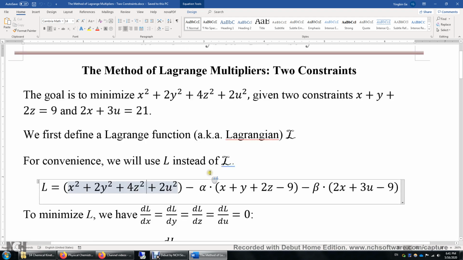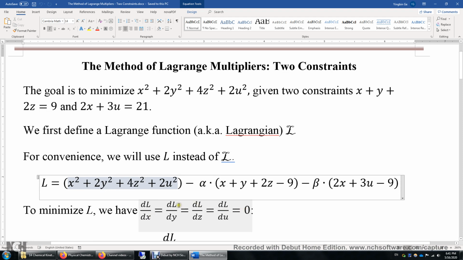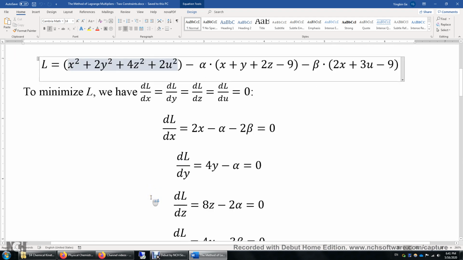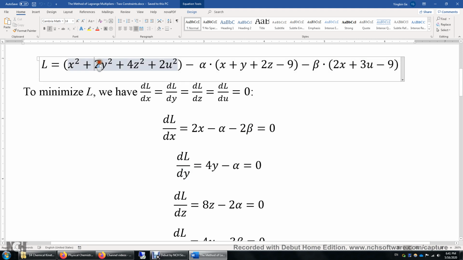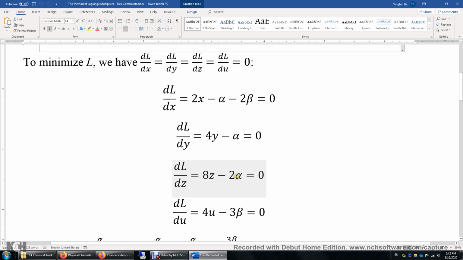To minimize L, we simply say dL over dx is 0, dL over dy is 0, and then we do z and u. We get 4 equations. dL over dx is 0, therefore the first derivative of x squared is 2x, and then we have negative alpha from here, and then we have a negative 2 beta in front of x. What about dL over dy? Same thing. We take the first derivative of this, we get 4y, and then we have negative alpha. y does not appear here, so it's just 4y minus alpha is 0. We do the same thing for z and u.